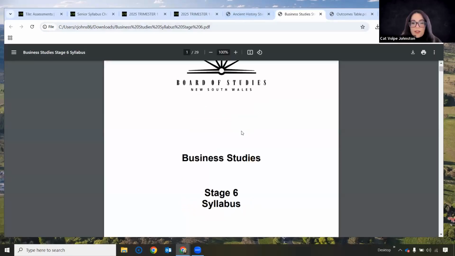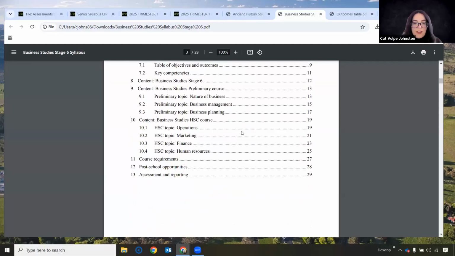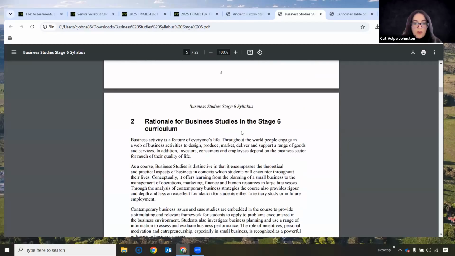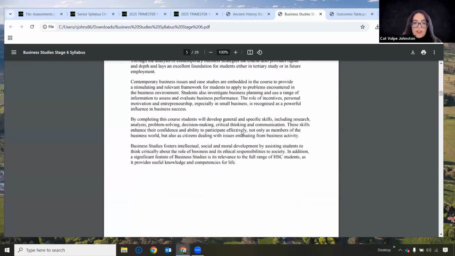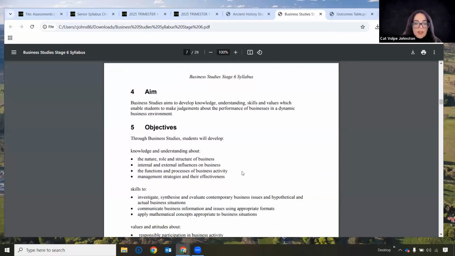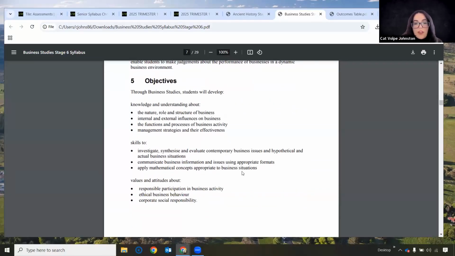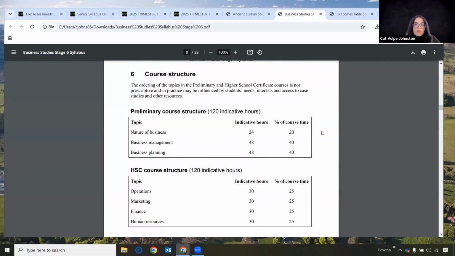All right, business studies. So this one's older, so it'll be good to have this one updated. You can tell that it looks a lot different from what we're used to. So we've got the rationale for business studies in stage 6. The aim and the objectives sort of follows the same suit as the other syllabuses we've looked at. The course structure, we're looking at a breakdown of what students do in year 11. So that's the preliminary course structure, and year 12, the HSC course structure.